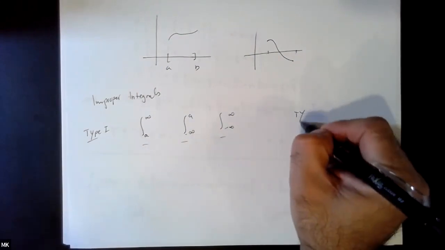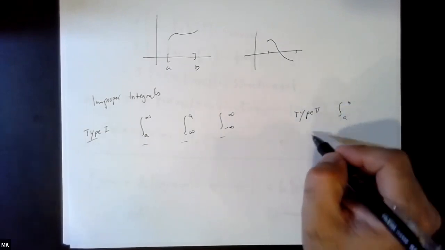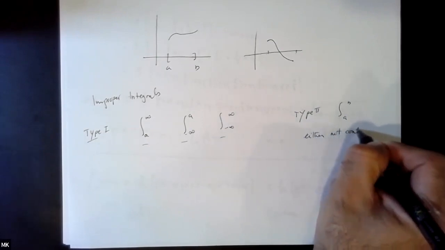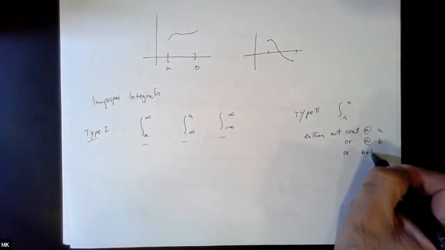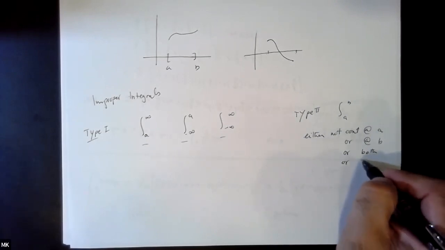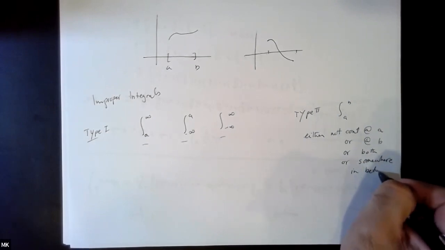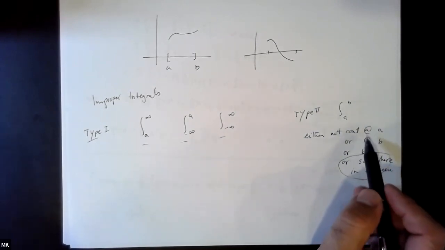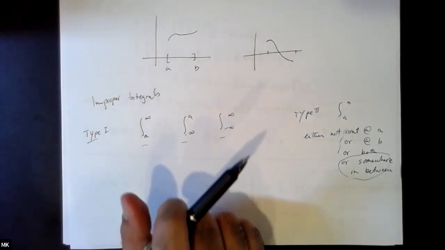And of course, type 2 involves discontinuity. Type 2 is if I have an integral from a to b, and the function is not continuous at a or at b or both, or somewhere in between. Now, if it's somewhere in between, then we're going to break it into two intervals, and then we're going to treat it like one of the other two cases. So that's not really a special case, but still, we're going to talk about it.